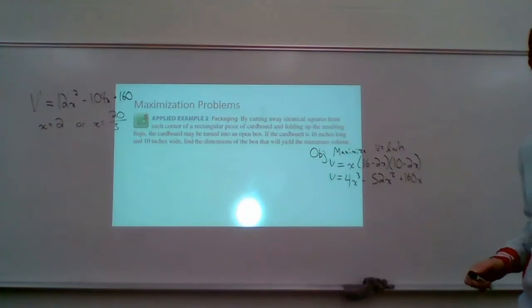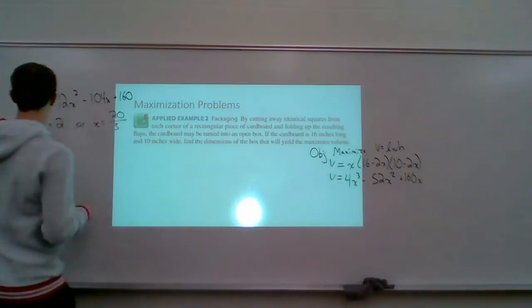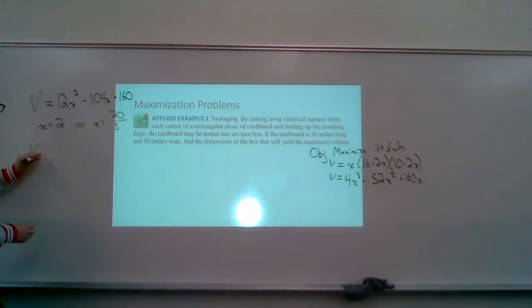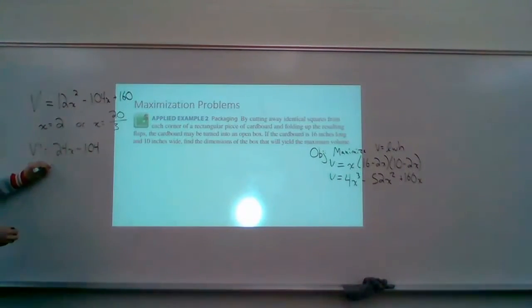Cue the second derivative test. All right, we're going to use the second derivative test. We're going to take the second derivative. So v double prime is equal to 24x minus 104. So plugging in each of these, v double prime of 2 is equal to 48 minus 104.